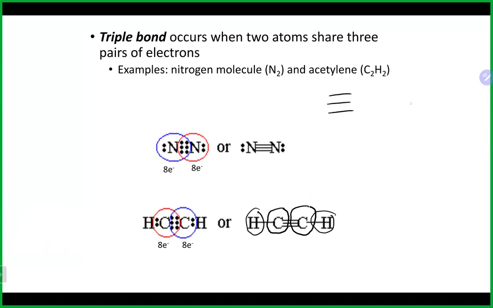1, 2, 3 for a triple bond. 6 total electrons, 3 pairs of electrons.